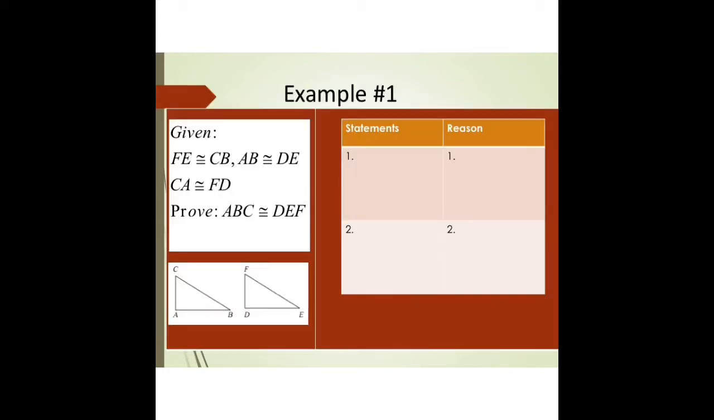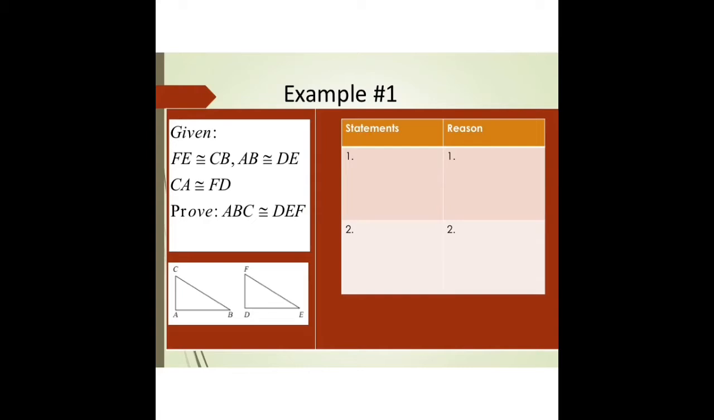To begin with, let's look at what a formal proof for a triangle will look like. We have our two columns here, so we have our statements and our reasons, and we're going to be writing down our statements. Our first statement is always going to be our given, so we know that FE is congruent to CB, and AB is congruent to DE, and finally CA is congruent to FD. So I'm going to write that all down as my given information.